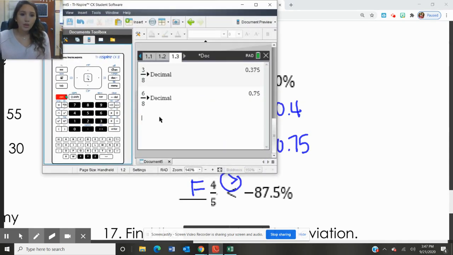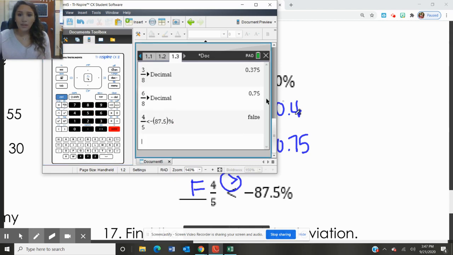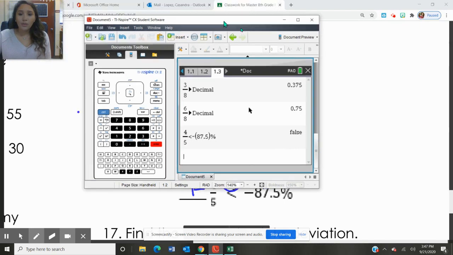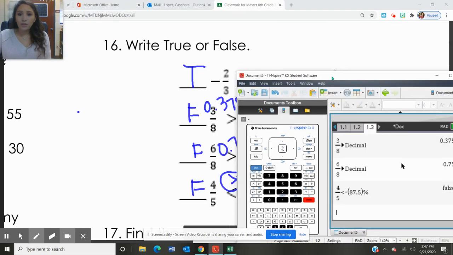You can do control divide 4/5, and then you're going to do control equal. You're going to go over to the less than symbol, and then you're going to do negative 87.5% and press enter, and it gives you false. So if I wanted to do that for all the other ones, I could do that as well.